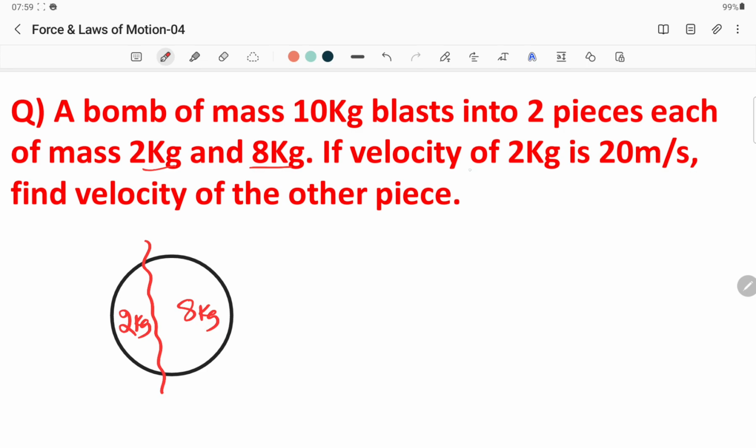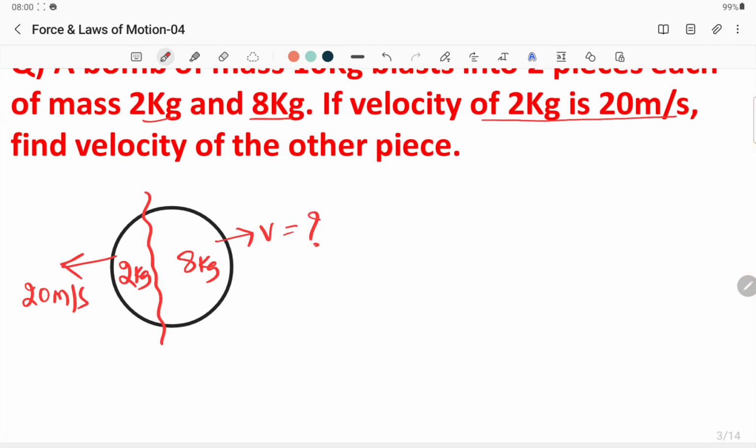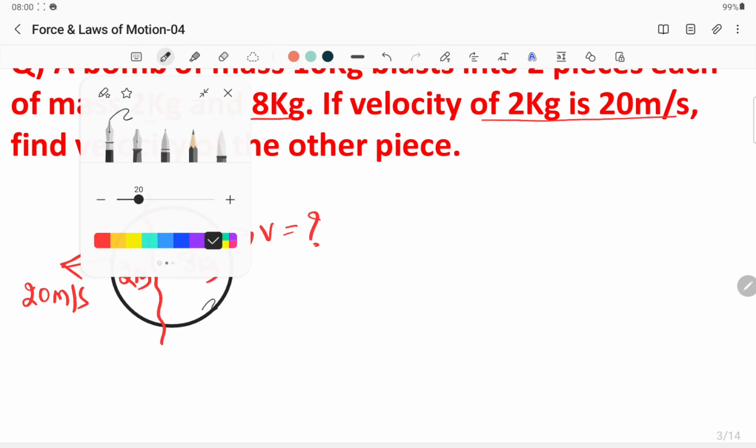Now what they have mentioned: if the velocity of the 2 kg piece is 20 meter per second, find the velocity of the other piece. This velocity they are asking. So how to solve this by using law of conservation of momentum?